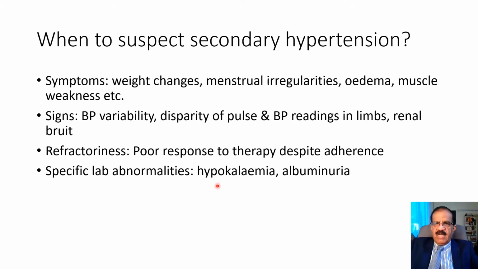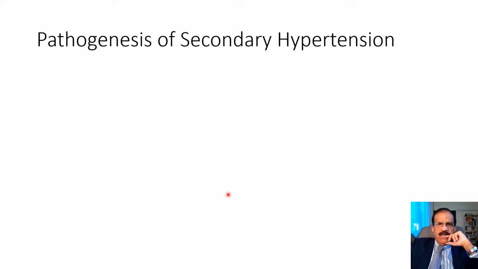I investigated him, and he actually had an adrenal mass, and he just had the surgery, and I hope now I will be able to reduce his blood pressure medication. And albuminuria would point toward kidney disease. So these are some of the situations where you could suspect secondary hypertension.